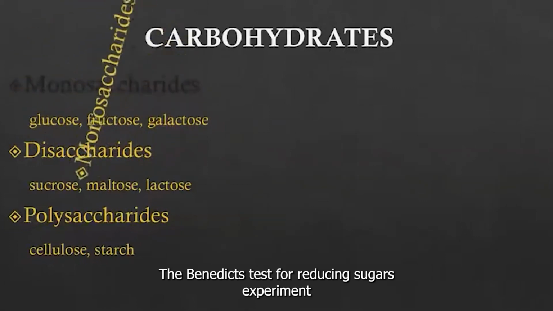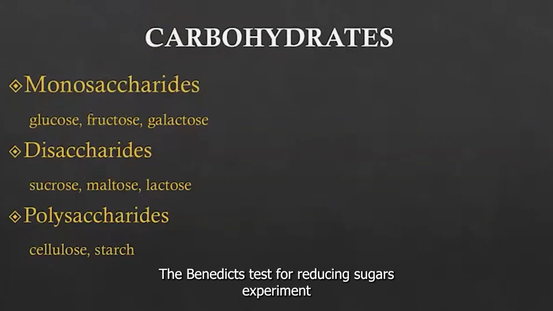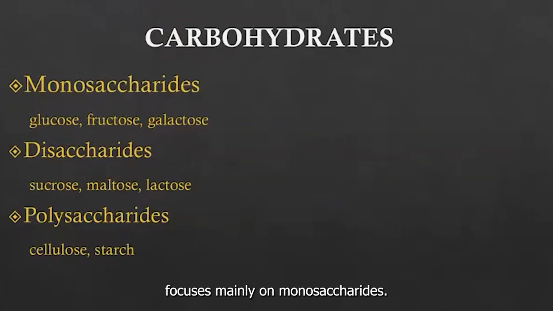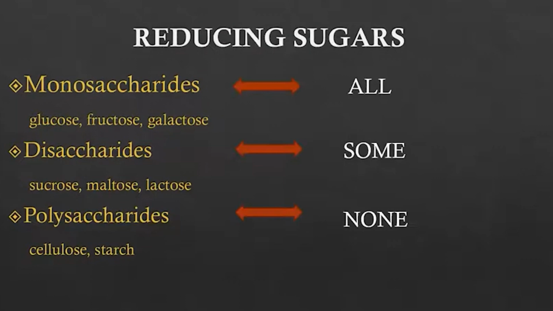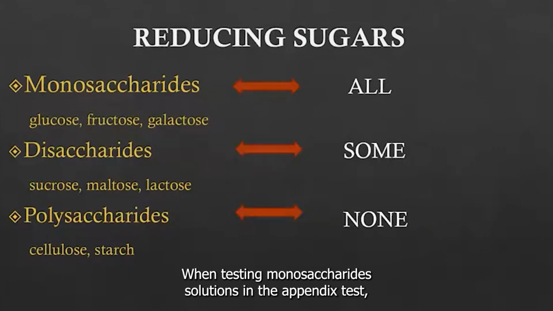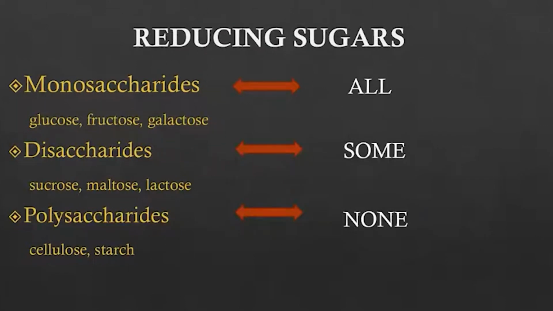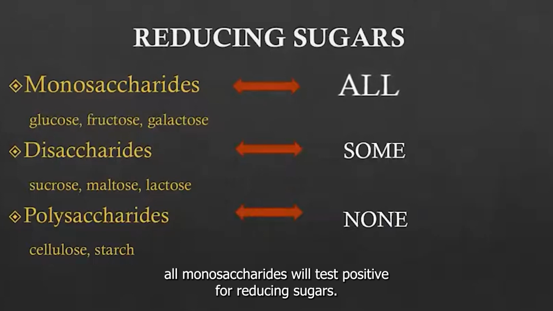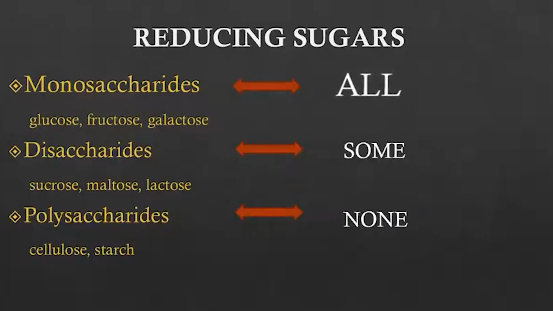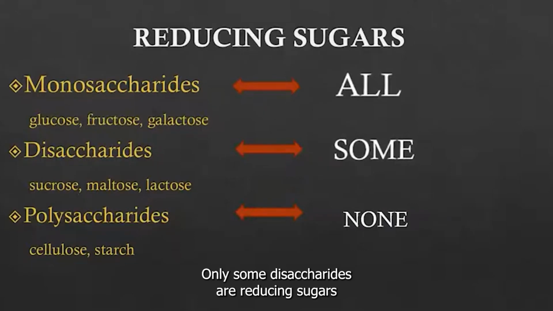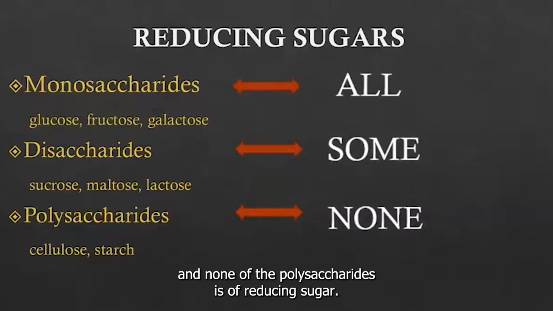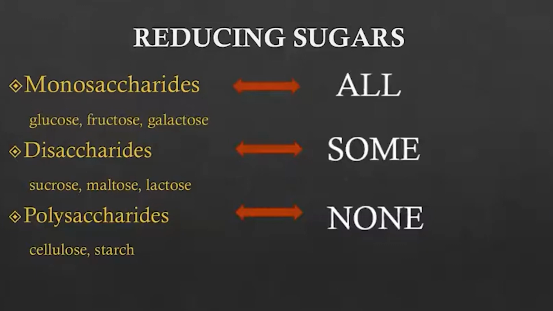The Benedict's test for reducing sugars experiment focuses mainly on monosaccharides. When testing monosaccharide solutions in the Benedict's test, all monosaccharides will test positive for reducing sugars. Only some disaccharides are reducing sugars, and none of the polysaccharides is a reducing sugar.